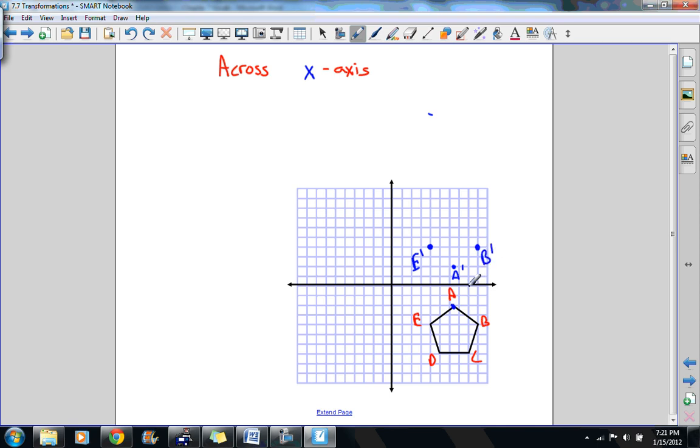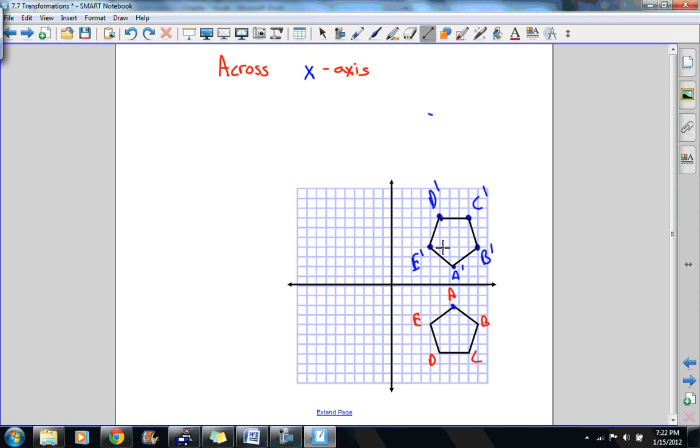C was quite a ways down here. 1, 2, 3, 4, 5, 6, 7. So now it has to be 7 up. 1, 2, 3, 4, 5, 6, 7. We'll call this C prime. And D was 7 down as well, so that'll be right there. D prime. So now we just have to connect all the points. Here, here, here.